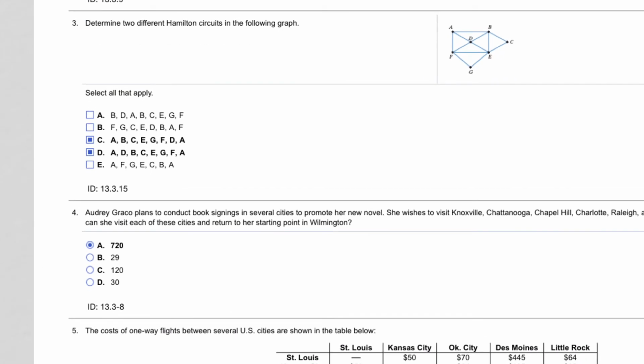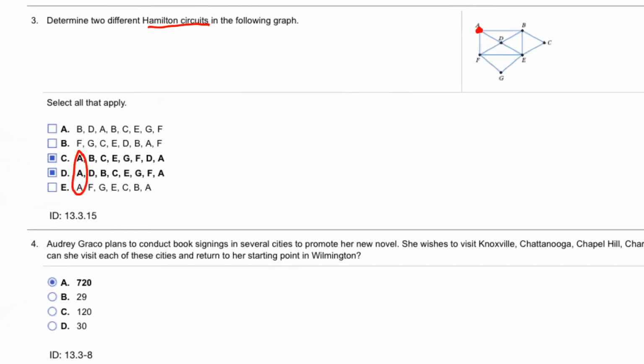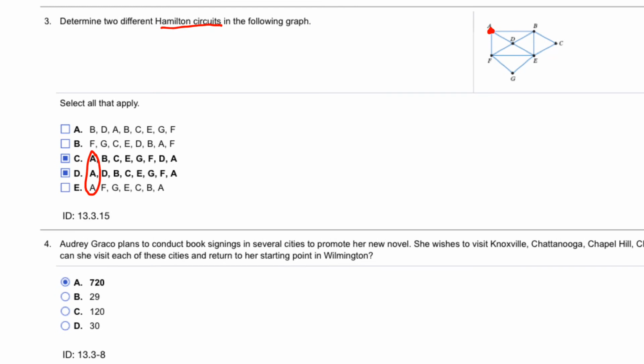Okay, now let's do Hamilton circuits, which means you have to get back to where we start. And notice that 3 of them start with A. So this one is B, C, E, G, F, D, and A. That's this one. The other one starts with A, goes to D, B, C, E, G, F, A. So those definitely work.